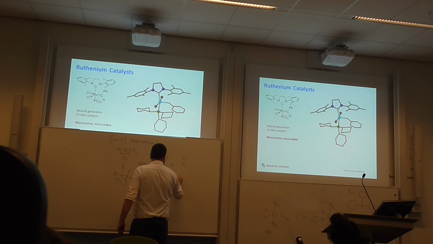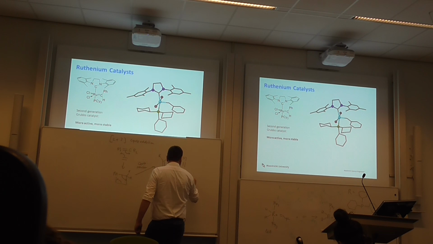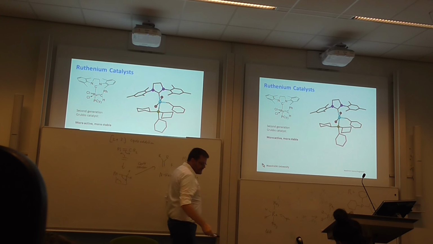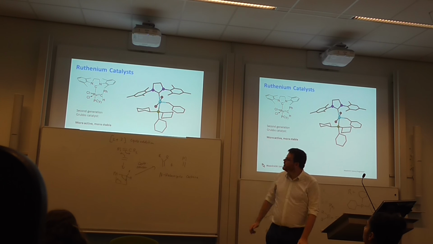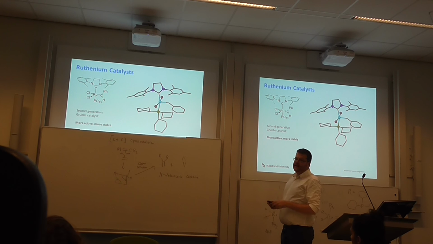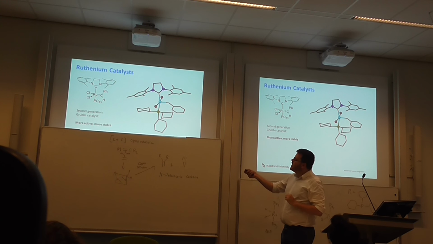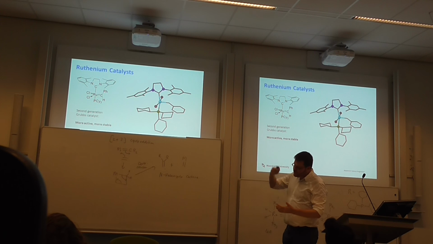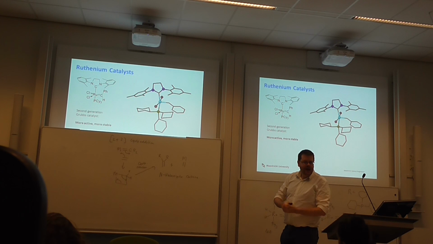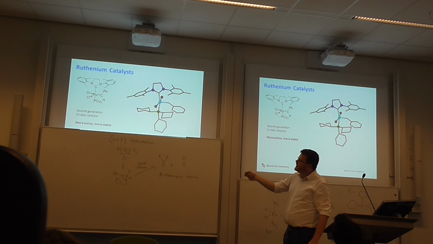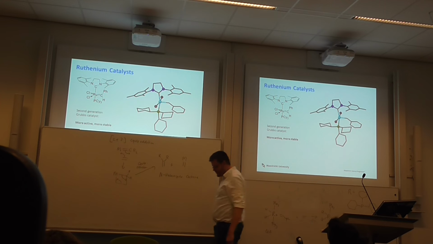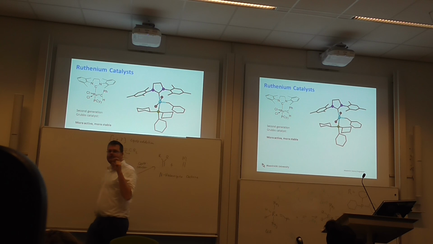N-heterocyclic carbene. And that N-heterocyclic carbene basically is a much stronger sigma donor than a phosphine. In other words, that's pushing a lot more electron density into the ruthenium, and that's making the remaining ruthenium tricyclohexylphosphine group more labile.